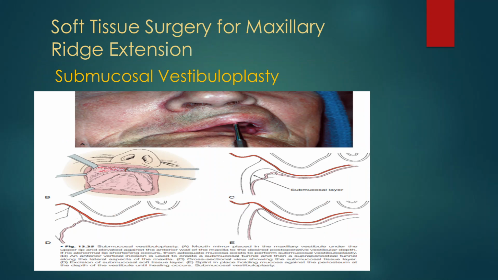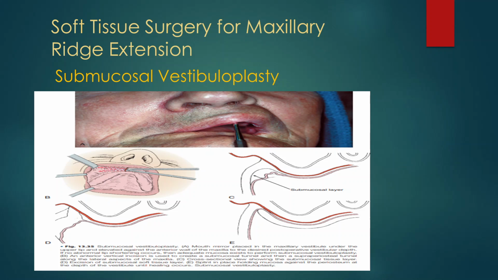Soft tissue surgery for maxillary ridge extension, submucosal vestibuloplasty. First of all, we use a mouth mirror placed in the maxillary vestibule under the upper lip and elevate the anterior wall of the maxilla to the desired post-operative vestibular depth. If no abnormal lip shortening occurs, then adequate mucosa exists to perform submucosal vestibuloplasty.